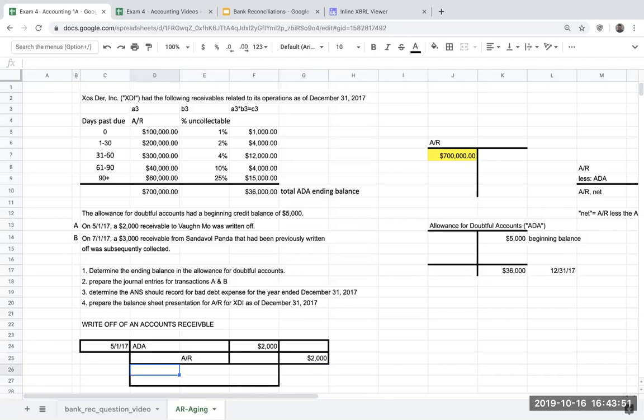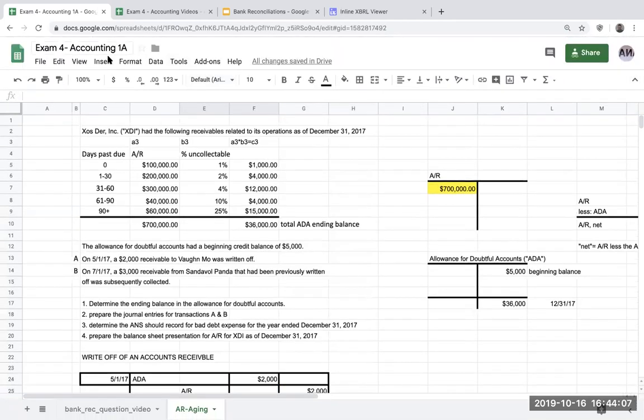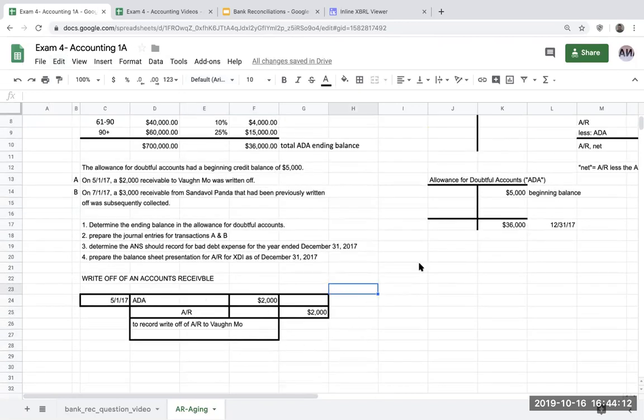So right over here, this is to record the write-off of AR to Von Mo. So when I look at the allowance for doubtful accounts, I'm debiting this over here for my 5/1/17. This is for my write-off of the account receivable. Does that make sense?